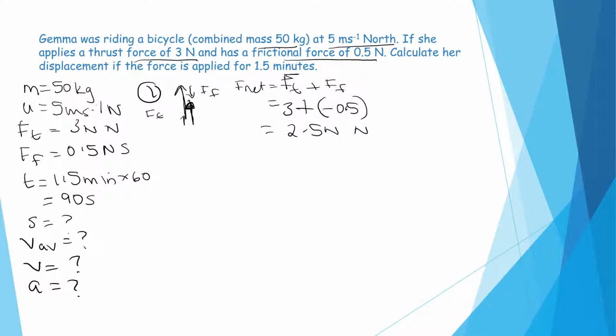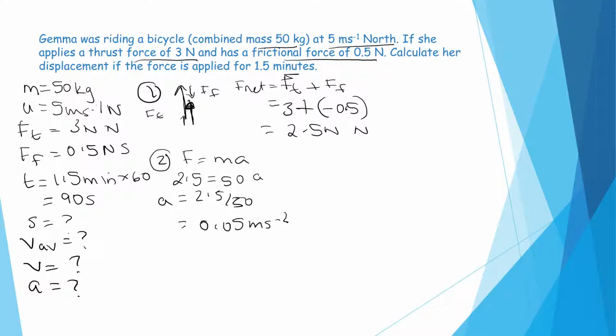Okay, step number 2. I can now use Newton's second law. Force equals mass times acceleration. Well, I've calculated my force is 2.5. The mass is 50, and we're going to find an acceleration. So rearranging, this is equal to 2.5 divided by 50, which comes out to 0.05 meters per second.